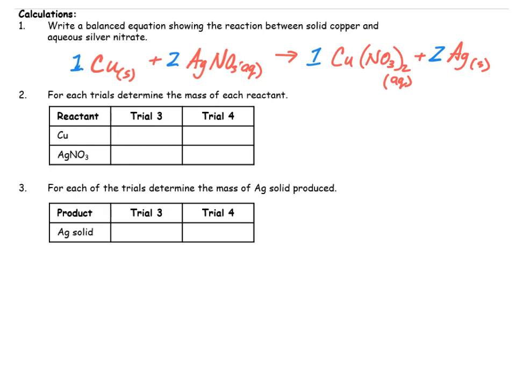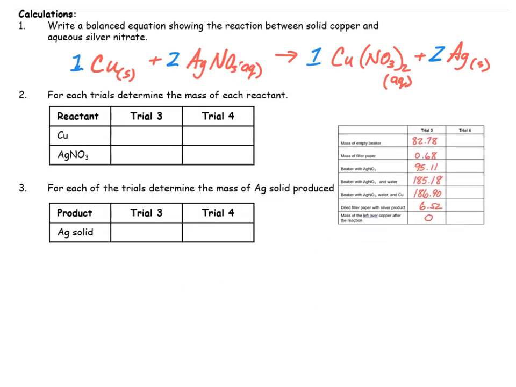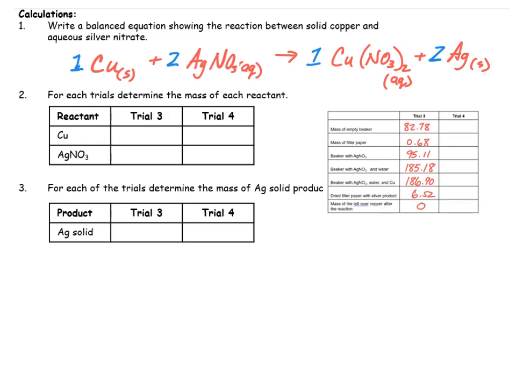Number 2, for each trial, determine the mass of each reactant. Now we have 2, copper and silver nitrate. We need to take a look at our data table. Here we are for trial number 1. Now, the mass of the copper and mass of the silver nitrate. This would be for trial number 1. We'll just put in number 1 right there.